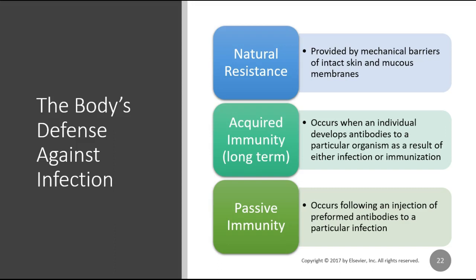The body's defense against infection: there's natural resistance, provided by mechanical barriers such as intact skin and mucous membranes. Acquired immunity is long-term and occurs when individuals develop antibodies to a particular organism as a result of either infection or immunization, and that's what we are doing with you, trying to keep you protected. Passive immunity occurs following an infection, through preformed antibodies to a particular infection. So that is your lecture.